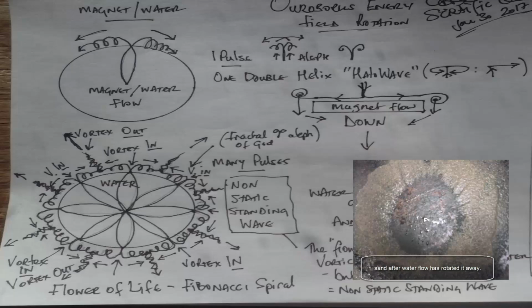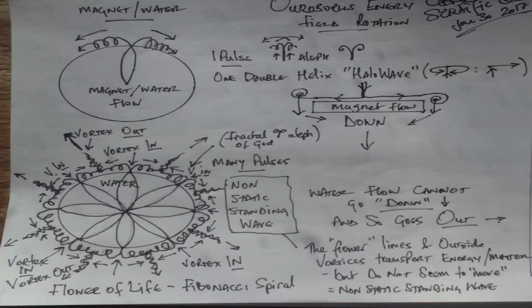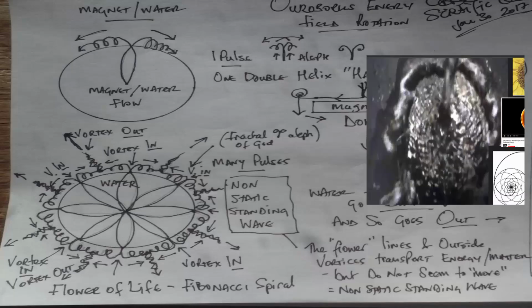The vortexes in the Ouroborus torus field are also vortexing out and vortexing in, but perpendicular to the original flow. So what you get is a standing wave, a non-static standing wave. The flower lines and the outside vortices transport energy and matter, but do not seem to move. That's because it's a non-static, which means it's moving, standing wave, which means it's not moving. So all the energy and matter is rotated through the lines that I've actually drawn.